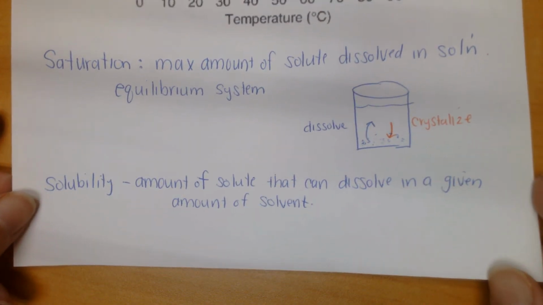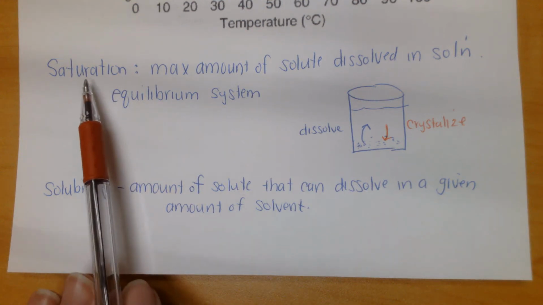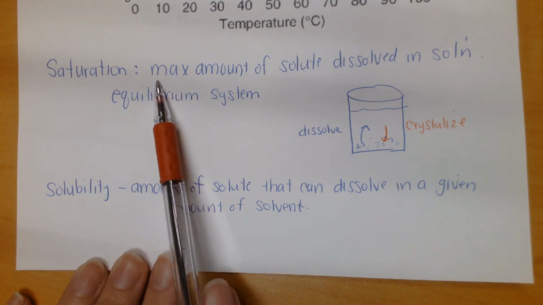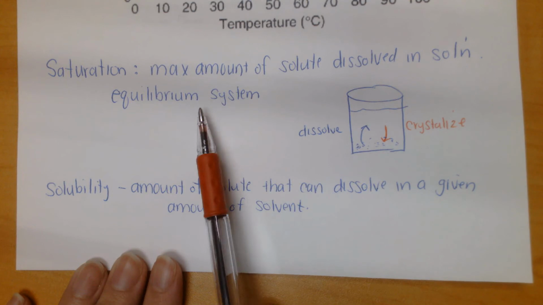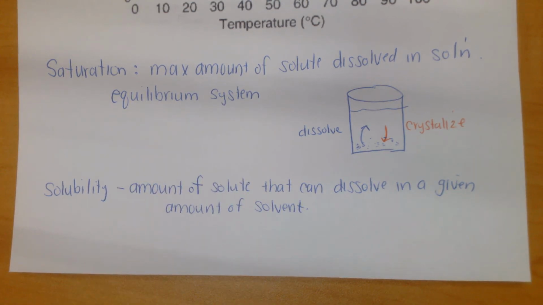So next we are going to look at what's called saturation. We can only put so much of a solute into solution. If a solution is saturated, we've dissolved the maximum amount of solute in solution. And this forms what's called an equilibrium system. In an equilibrium system, you have things occurring in one direction at the same rate that they're occurring in another.